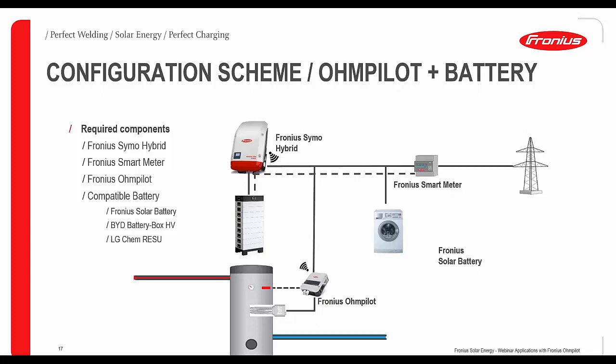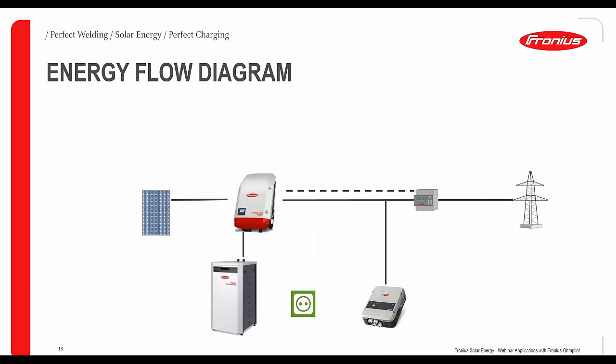Here on the picture we can see the BYD battery, but it could also be a Fronius Solar Battery or an LG Chem RESU. And yeah, we now have the possibility to sort the surplus energy and either put it into the battery or into the Ohmpilot. So in the next slide, we can see the prioritization that can be done individually on the inverter itself.